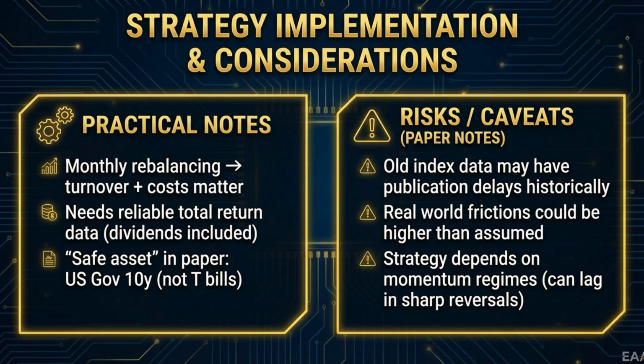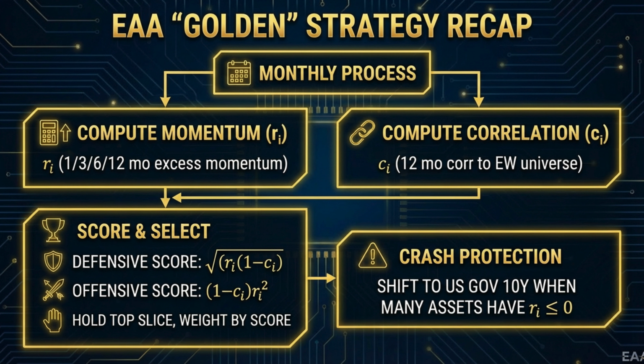Finally, remember what this is: a momentum-driven, risk-managed allocation system. It can still underperform during abrupt reversals or unusual correlation spikes. That's Elastic Asset Allocation in its simplest golden form. Score assets by momentum and low correlation, hold the best ones, and automatically move towards safety when the opportunity set deteriorates, exactly as laid out by Keller and Butler.